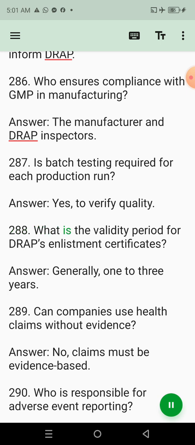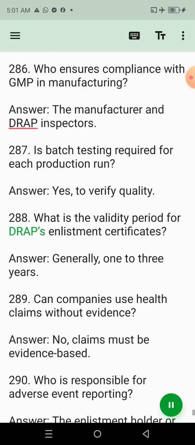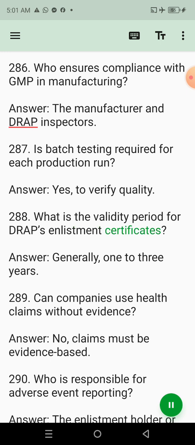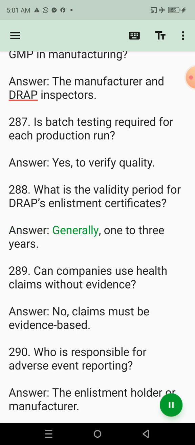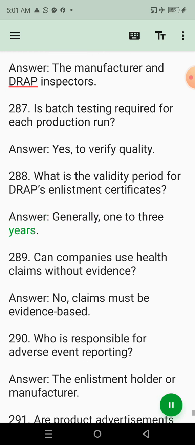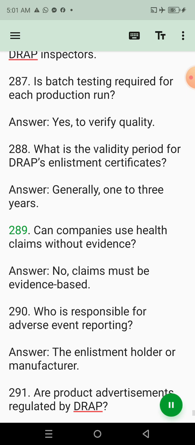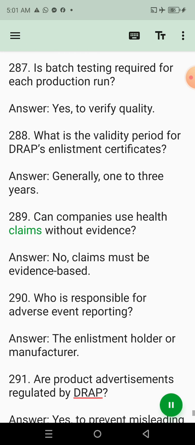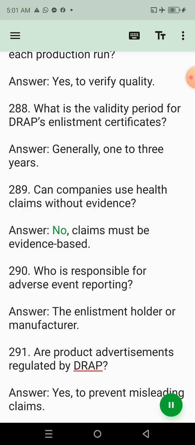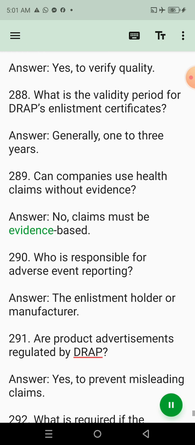288. What is the validity period for DRAP's enlistment certificates? Answer: Generally, 1 to 3 years. 289. Can companies use health claims without evidence? Answer: No, claims must be evidence-based.